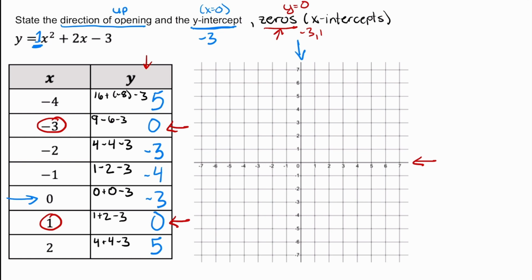we can factor this. So to factor the equation, since our a value is equal to 1, and we know that our zeros are negative 3 and 1, we're going to have x minus our first root. So our first root was 1, times x minus our second root. So our second root was negative 3. So it's going to be plus 3. So that's our factored form.